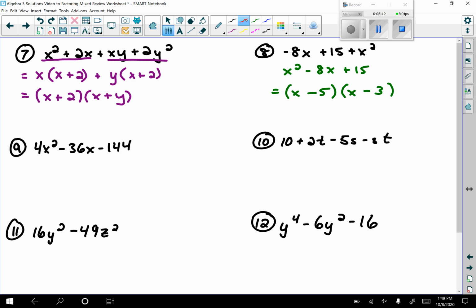Now for number 9, there is a GCF. This is the order we want this to be in. So I'm going to factor out a 4. 4 can go into all three numbers. I'm going to have an x squared minus a 9x.